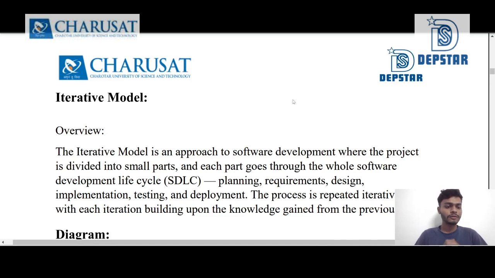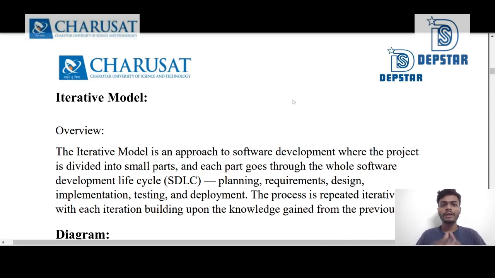So we will start with the first one, the iterative model. Iterative means the project is divided into small parts, and in each development cycle, each part follows the software development life cycle, which is requirement gathering, design, implementation, testing, and deployment. These are the main software development life cycle steps.